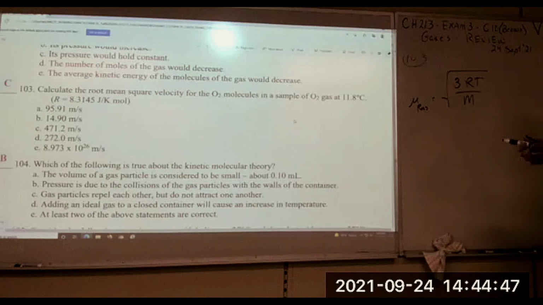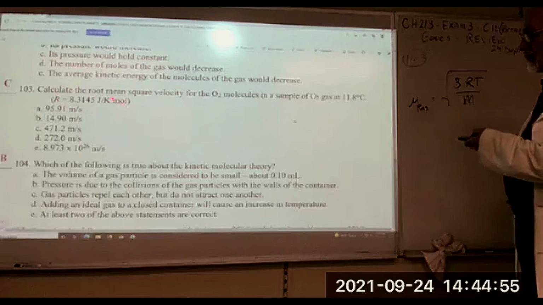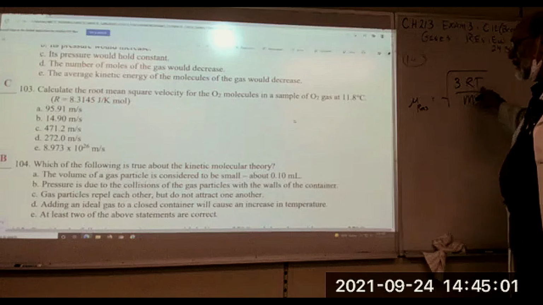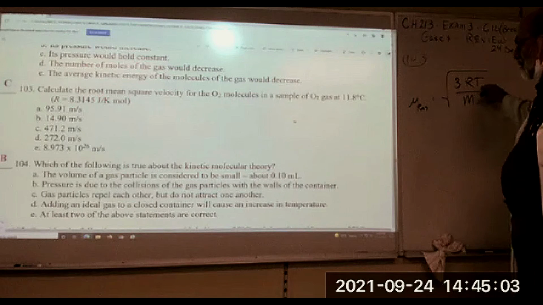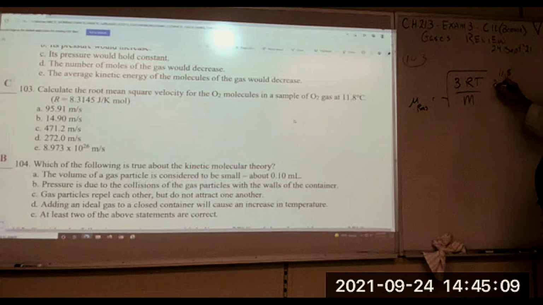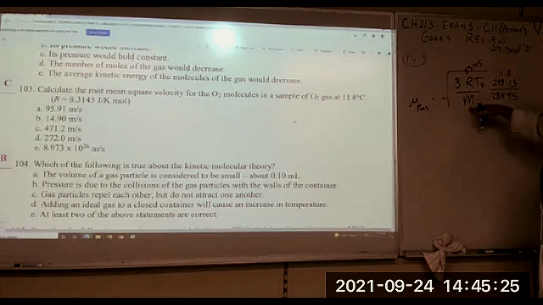Okay, so really, it's a pretty simple calculation. You have the R, which you have to use this R because it's got the energy term in it, and then you need to know the temperature in K. So 11.8 plus 273.15. Right. So this one goes right here. This one is 8.3145. And this one is what?